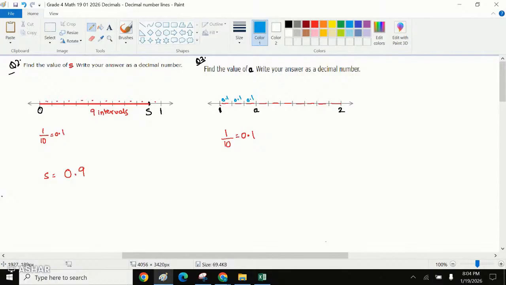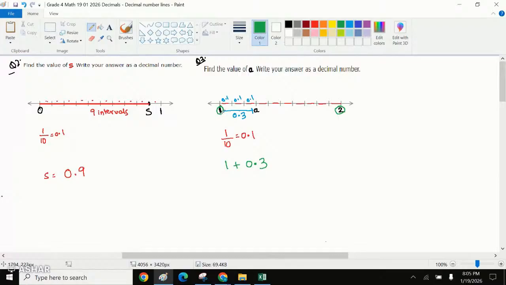Right? So can we say this is 0.1, 0.01? So that means from here till here, the distance would be 0.3, right? But what we need to look at is it's starting at 1, ending at 2. That means 1 plus 0.3. Agreed?